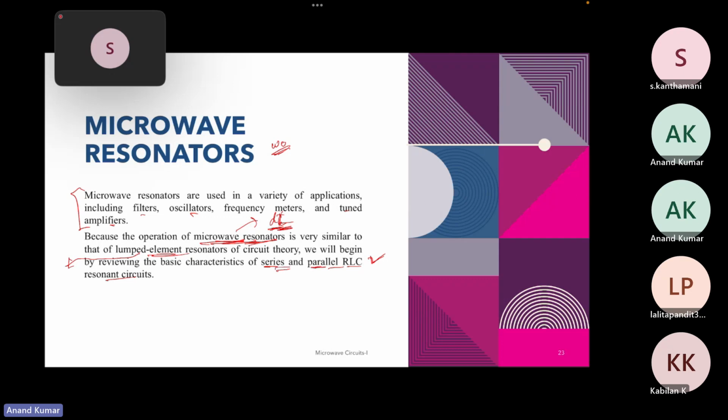So we'll discuss the series and parallel RLC resonance circuits. Today we will look at the series resonance circuit, and then in the next class we can look at the parallel resonance circuit.